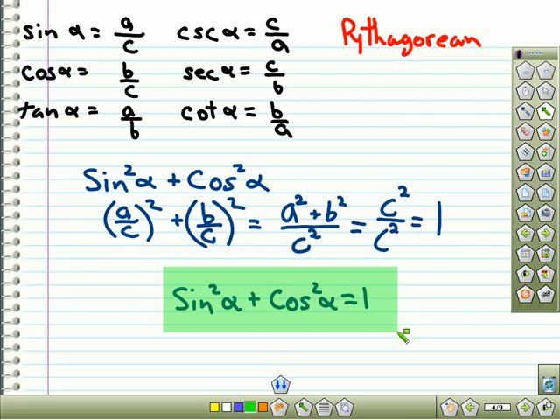Okay. Any questions about that? Still can't draw the little alpha sign.